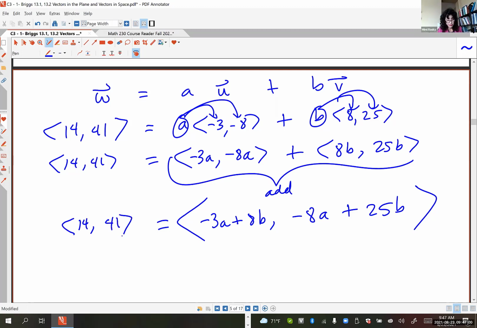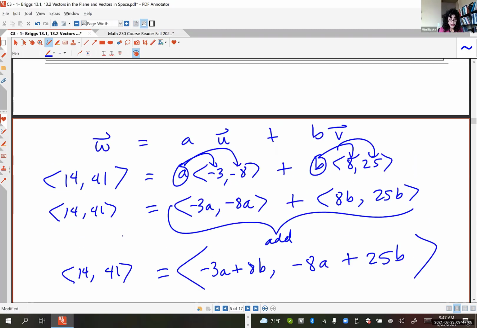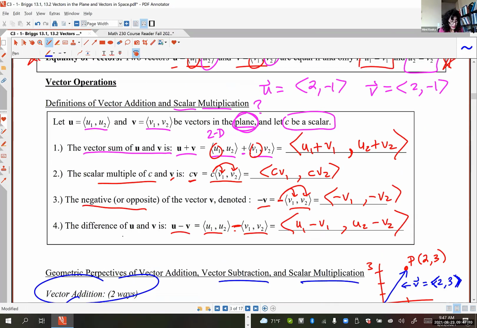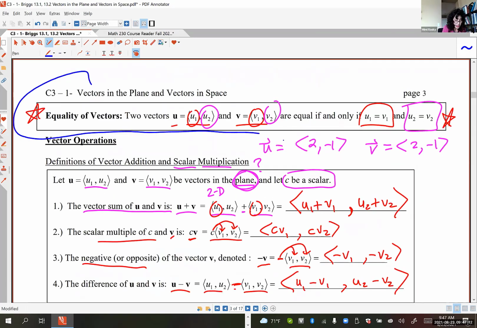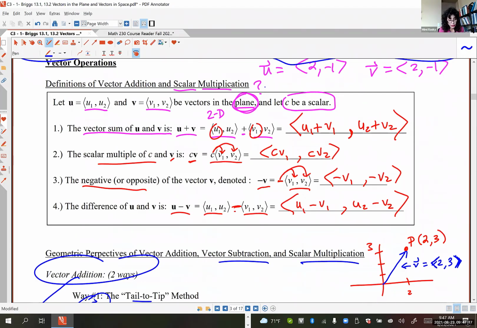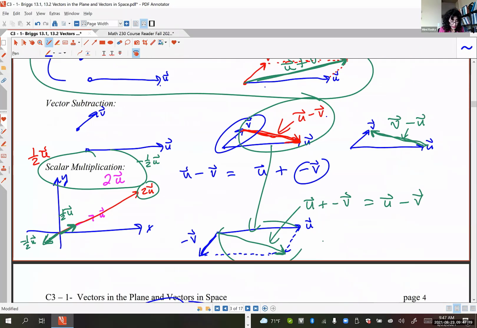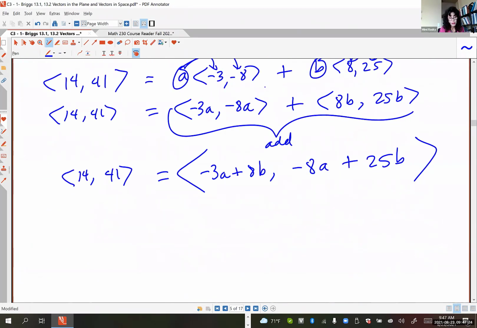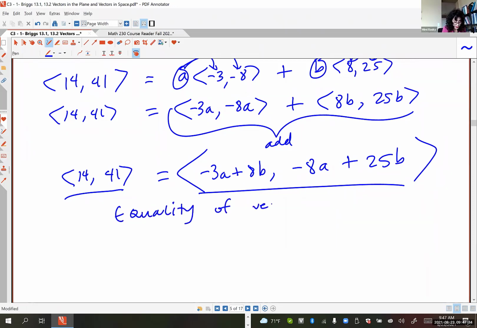Now, this is the key. Remember when I said equality of vectors, even though it seems very, very obvious, is going to save us on occasion? It is now going to save us. We need it. How is it going to be helping us? Well, I claim we have an equation where one vector on the left-hand side has to be equal to the vector on the right-hand side. This vector has to equal this vector. So by equality of vectors, what needs to be true?